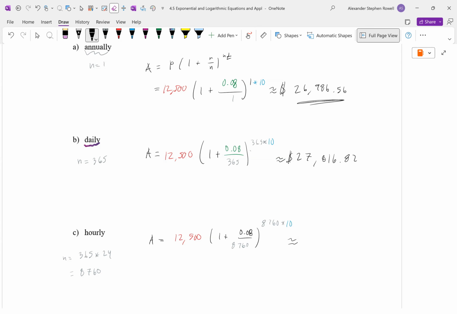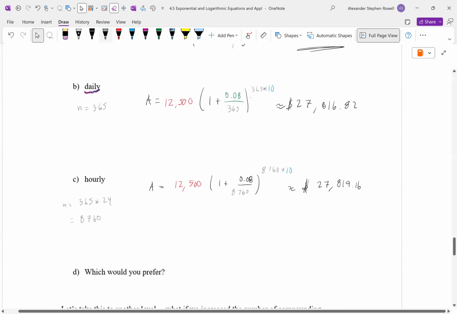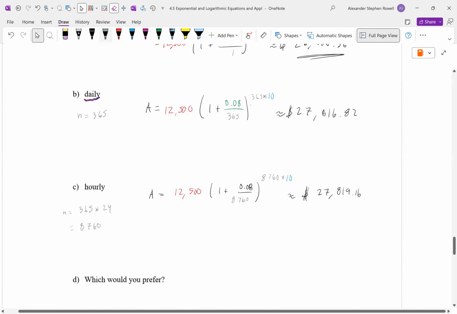Do you think we make more or less money? More? How much more are you guessing? $27,819.16. Over 10 years, we made an extra what? Not even $3. But it's for free. Because I'm just changing the number of times it's compounded.